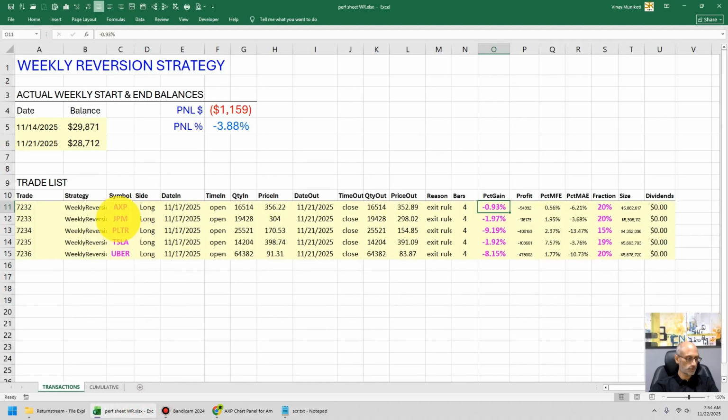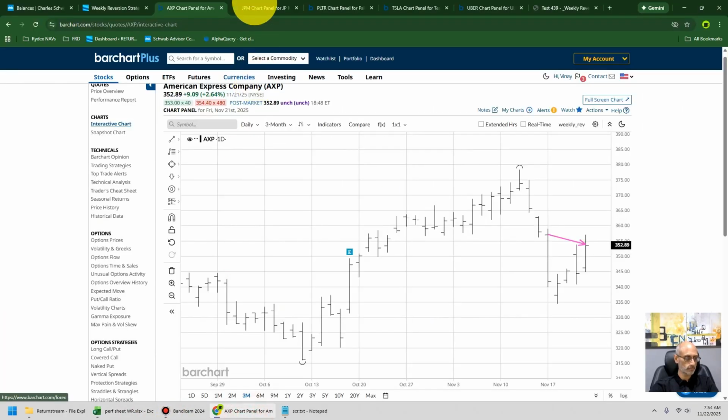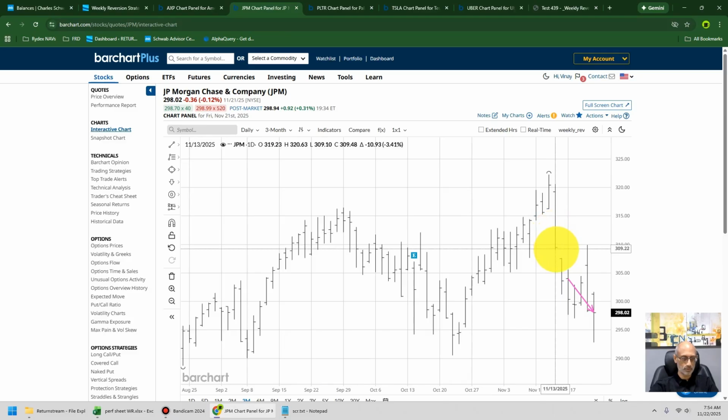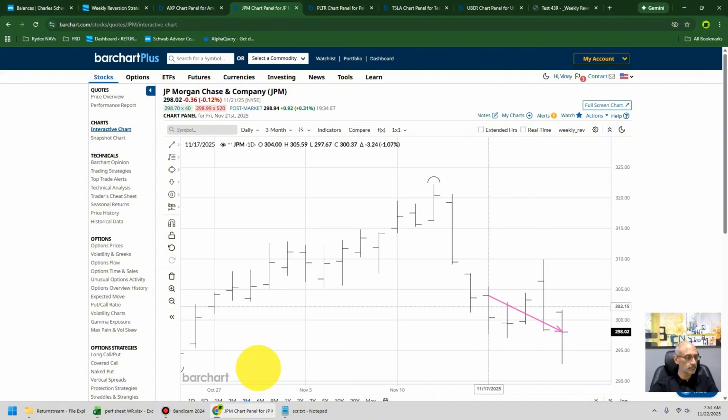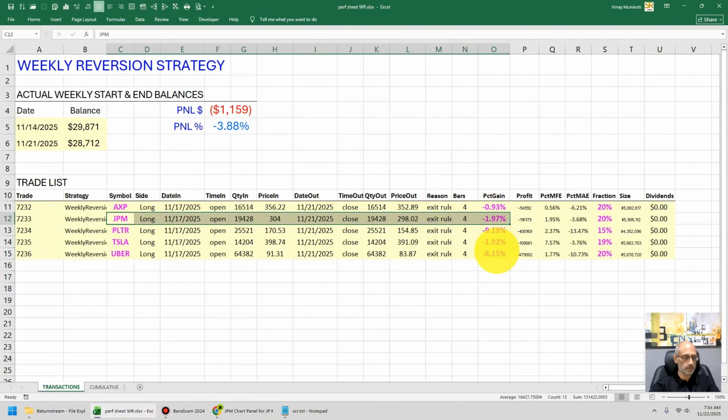Okay, the next one was JP Morgan, down about 2%. And that one here was the dip, and this was the trade that we did. Lost a couple of percent.